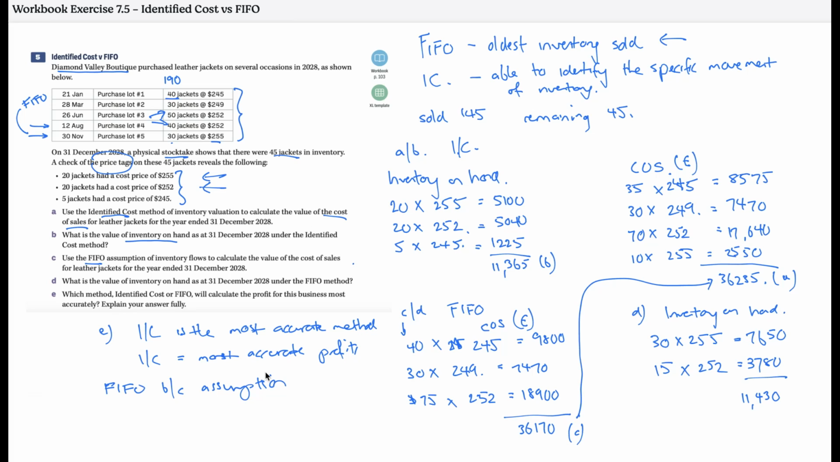In that full response, we've really answered the question. We've answered which one is the most accurate, and most importantly, we've explained your answer fully, which your teachers and examiners will expect. So I hope this has helped you guide your thinking on working out a question regarding the difference between identified cost and FIFO, and being able to calculate the differences in cost of sales and inventory on hand because of it.